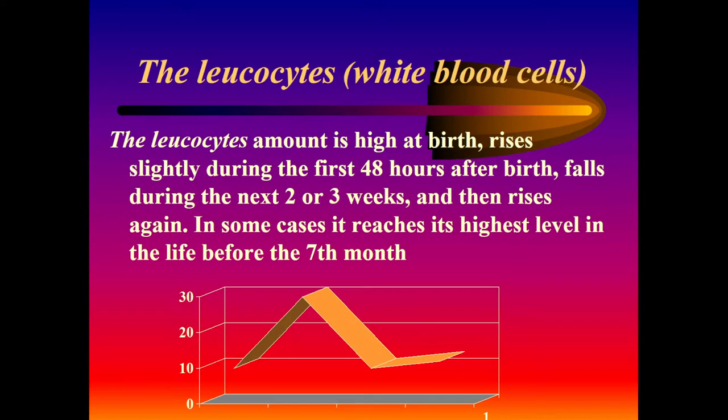The normal parameters of leukocytes in an adult are between 4 to 10 times 10 to the 9th per liter. But just after birth, especially in the first 48 hours, the parameters are between 10 to 30 times 10 to the 9th per liter.